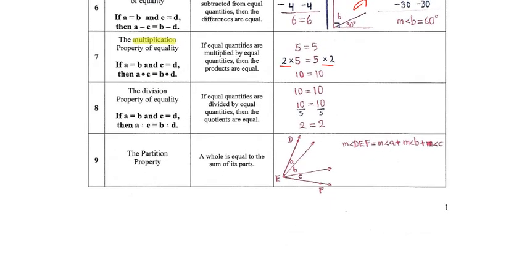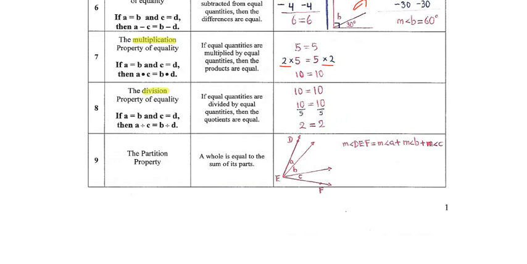In number 8, we have the division property of equality, which is very similar, only with division. So it says that if you have two equal quantities, and then you divide those equal quantities by also equal quantities, such as 5 on both sides, then the results are also equal. So whenever we do this step, which is dividing both sides by the same quantity, we're using the division property of equality.